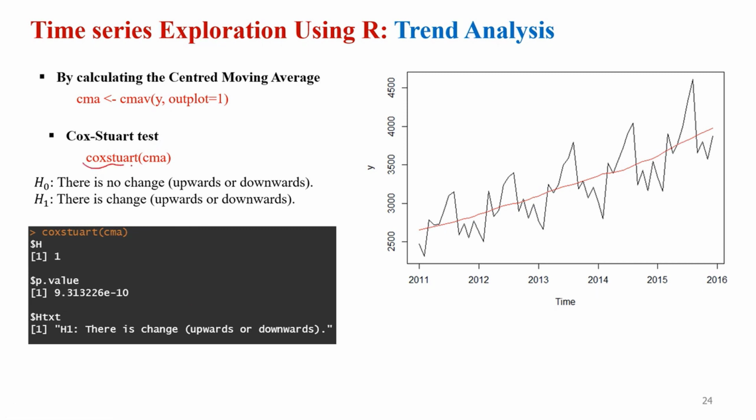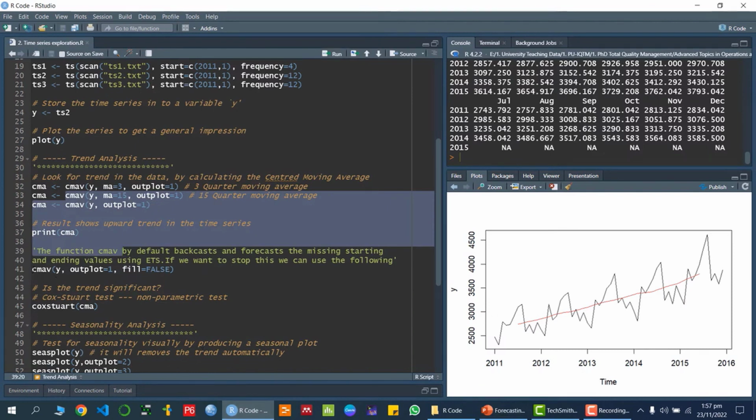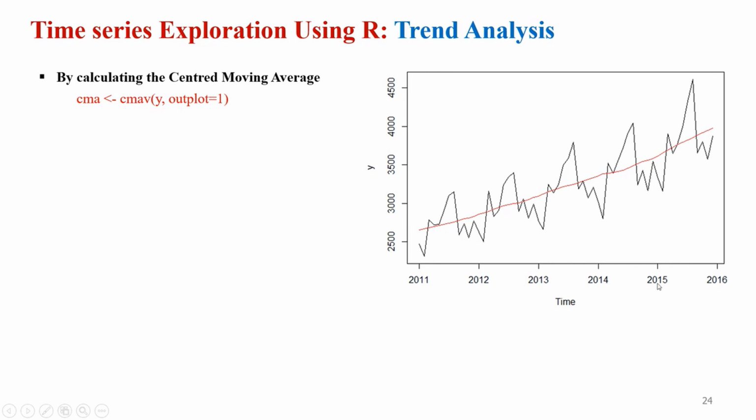Okay, how can we do that? With the help of this one, where H naught says there is no change upward or downward, which means there is no trend, or H1 says there is a change. So if I run this particular command, that is this one, Cox Stuart, it says that the p-value is e to the power minus 10, which is less than 5%. So what is going to be our decision?